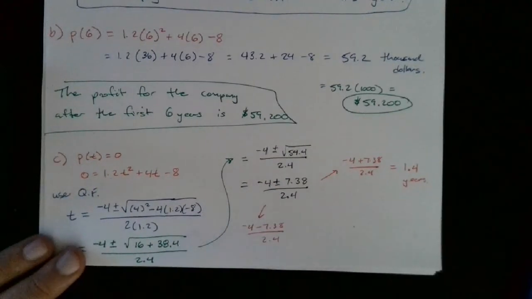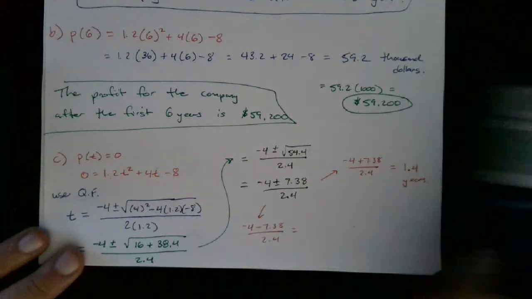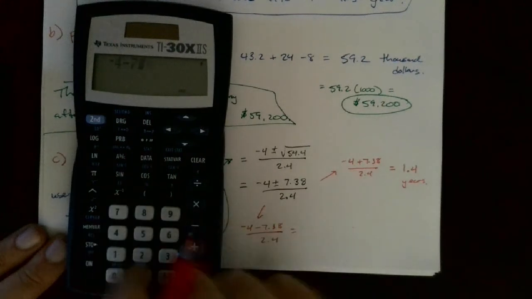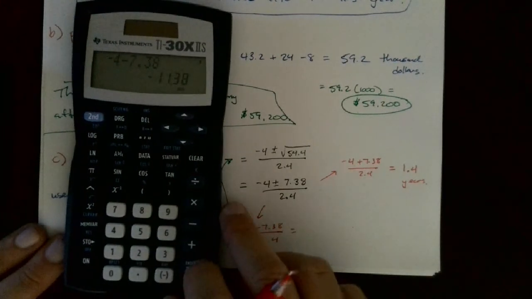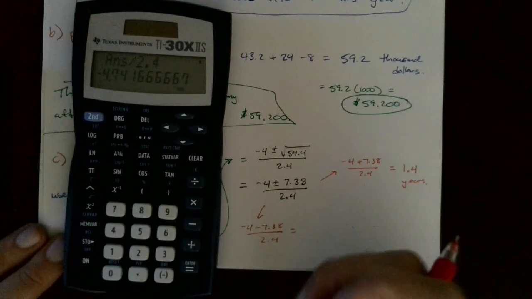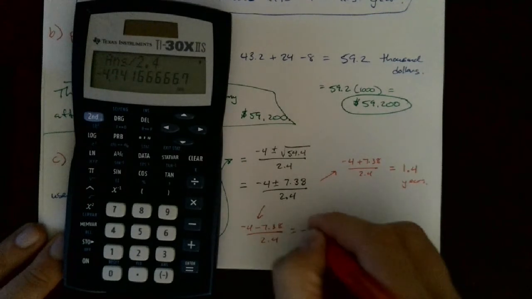The other value down here, we get -4 minus 7.38. It's going to be -11.38 divided by 2.4. Right, so -4 minus 7.38, just so you see it, -11.38 divided by 2.4. And this comes to -4.74, so we'll say -4.7.